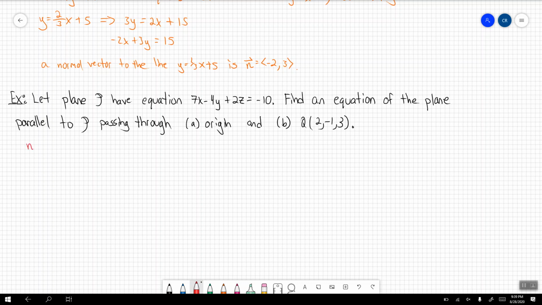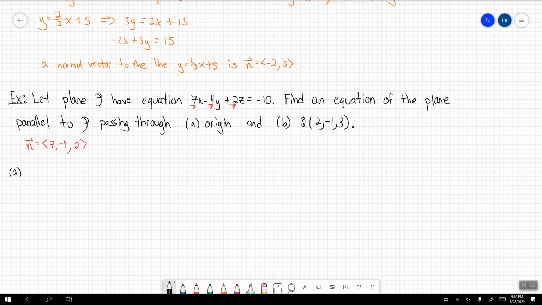Now, my normal vector that I am given here is going to be 7, -4, and 2. So let's write that down. 7, -4, and 2. There we are. Okay, great. Now, part A. For part A, what I want to do is create the equation of a plane that is going to be parallel to plane P.